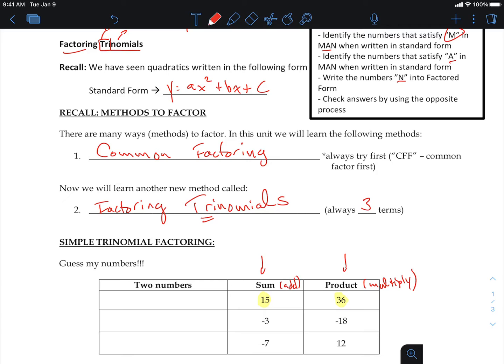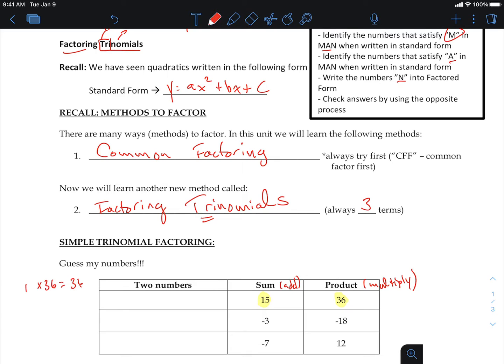So I'm going to go, well, 1 times 36 equals 36. If I add these 2 numbers together, that does not equal 15, right? Well, that's a problem. We've satisfied the product, but we haven't satisfied the 15 yet. It's a problem, but it's not a problem that we can't fix. So 1 and 36 don't work for this one.